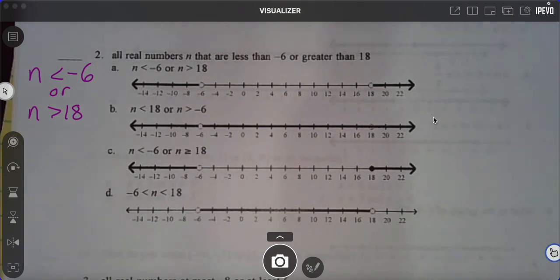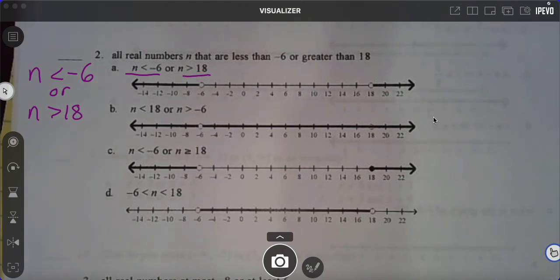So, n is less than -6 or greater than 18. That one looks possible. That one does not. That one does not look possible either because it has what kind of sign? Greater than. It has the equal to on there. And this one's not right because that's how you write an and. So it looks like it's going to be A, but let's check the graph.